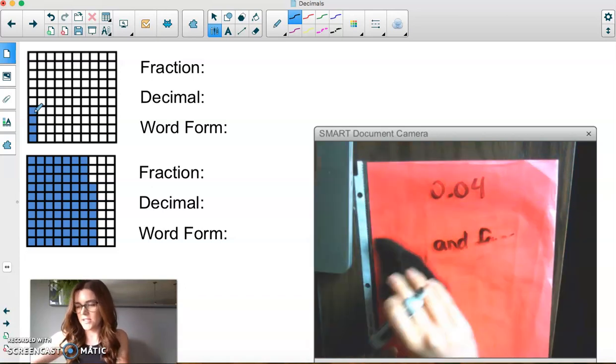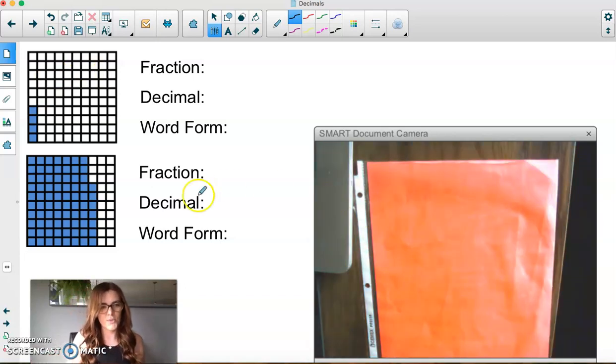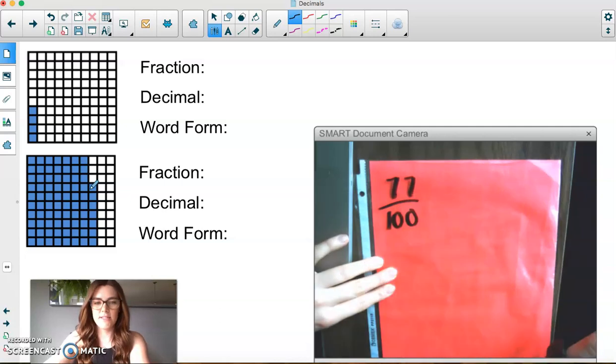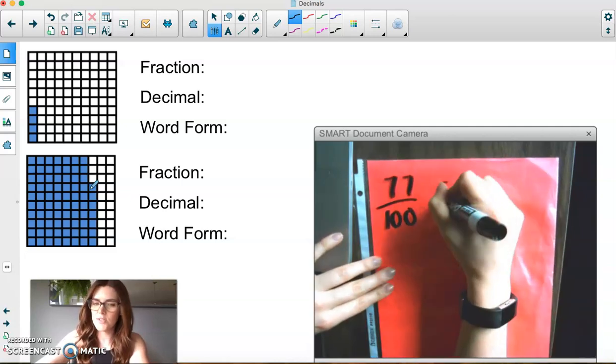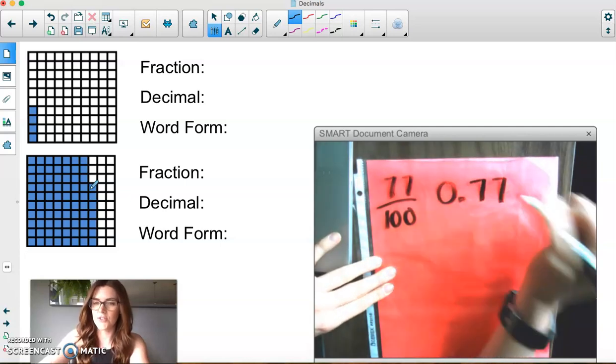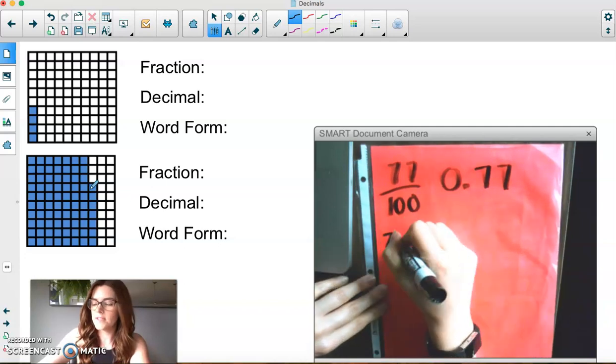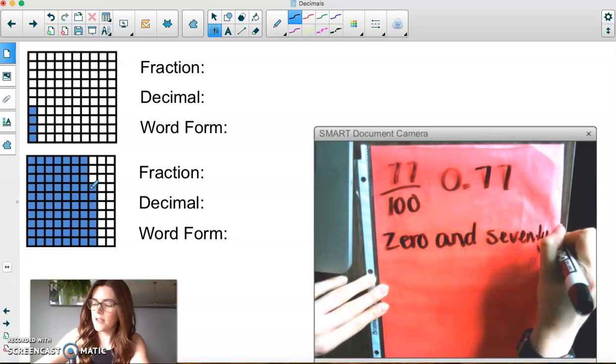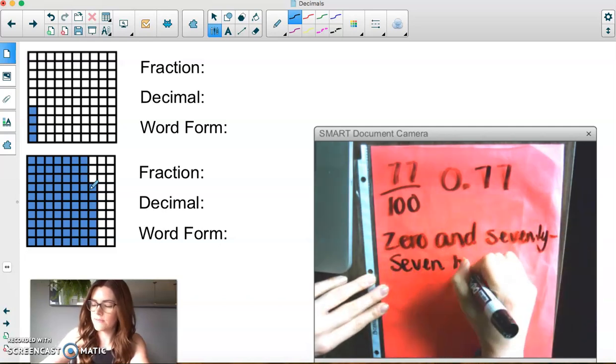Let's go ahead and erase and do our second example. Our next one here looks like we have 1, 2, 3, 4, 5, 6, 7 full rows, so that's 70, plus 1, 2, 3, 4, 5, 6, 7. So we have 77 hundredths. Our fraction would look like this, 77 over 100. Our decimal is going to be 0, and we have 2 digits, so we don't have to add a 0, 77 hundredths. And our word form is 0 and 77 hundredths.